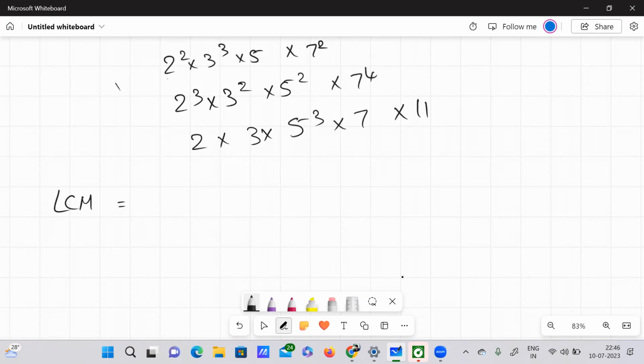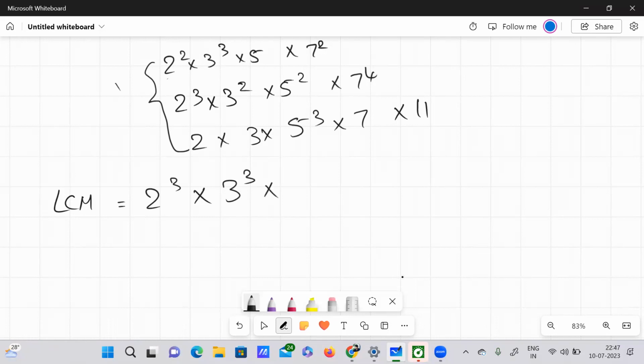So 2 cube is the highest. Here 2. Out of these three sets, I can say that 2 cube is actually having the highest power. Okay. And now, what is the highest power for this number 3? In the sense 3 cube, 3 square, 3. Out of these three numbers, I can easily say 3 cube is the highest one.